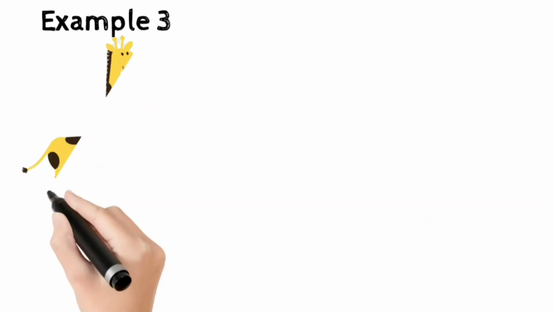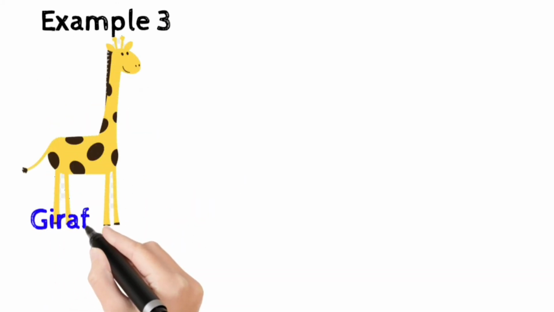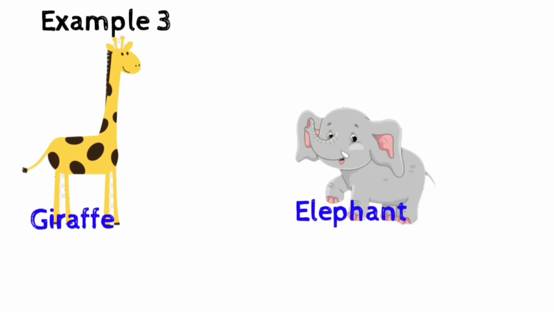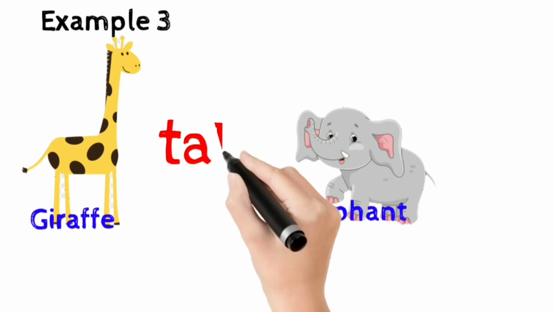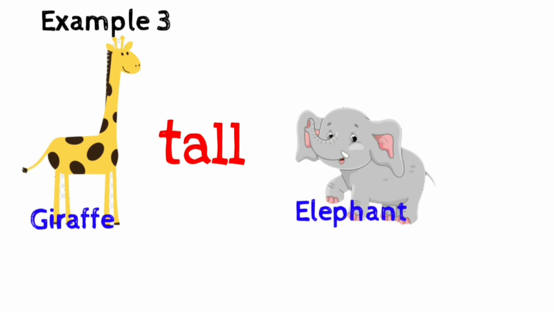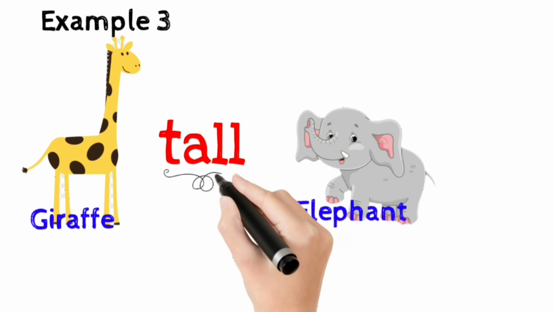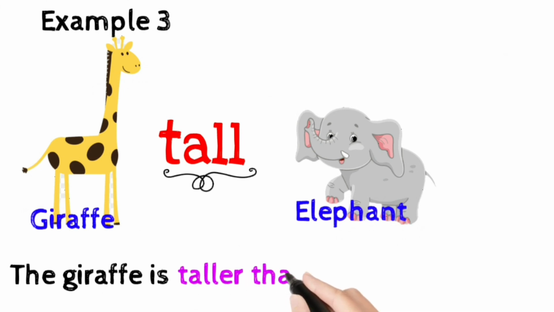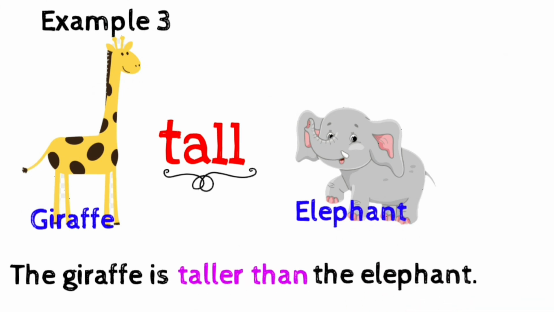Let's take a look at example 3. We have a giraffe and we also have an elephant. Now let's compare these two animals with the adjective tall. Now for this adjective, you don't have to use any special rules. So, can you guess the answer? That's right, taller than. The giraffe is taller than the elephant.